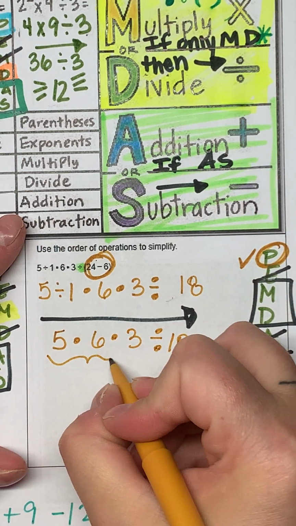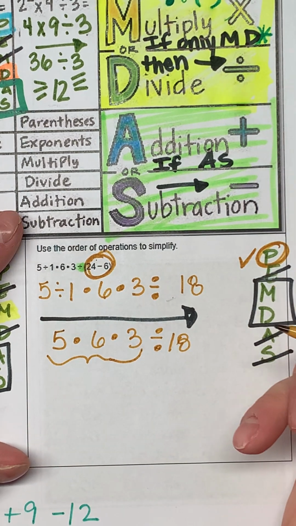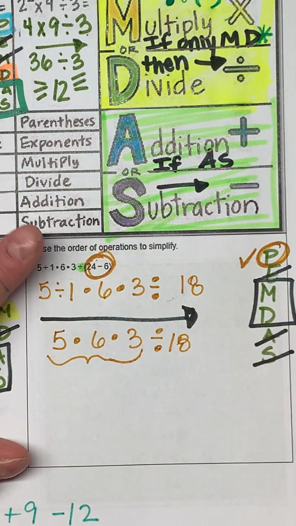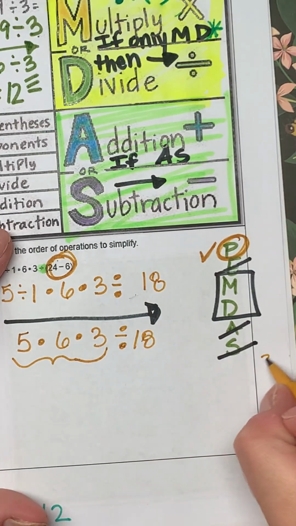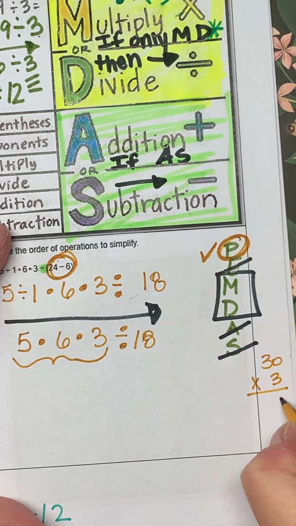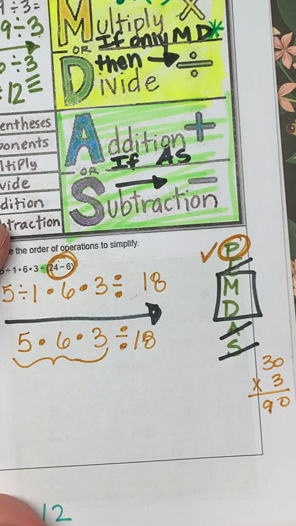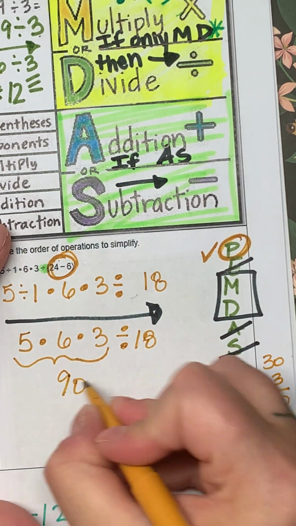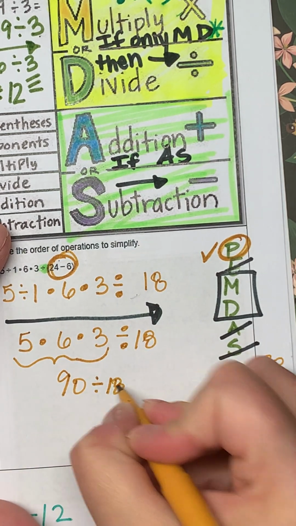5 times 6 times 3. We could do that all in our head. 5 times 6 is 30. Times 3 is 90. So this makes 90, and then we divide it by 18.